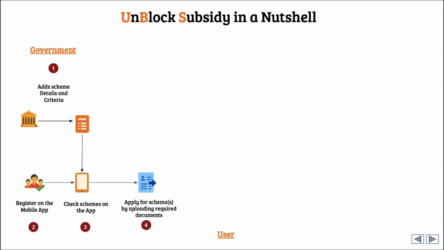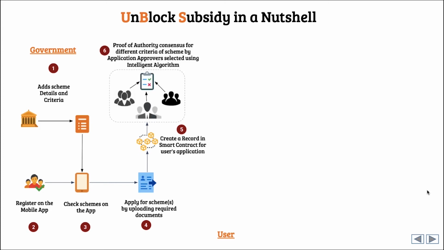The next step is that after looking at all the schemes available, the user can choose which scheme is the most apt for him, and according to that he can apply for the scheme by uploading various required documents. So for example, suppose an income certificate is required for availing a particular scheme, then that income certificate has to be uploaded on the app. So for this application, a record is created in the smart contract, and this is given to the application approvers.